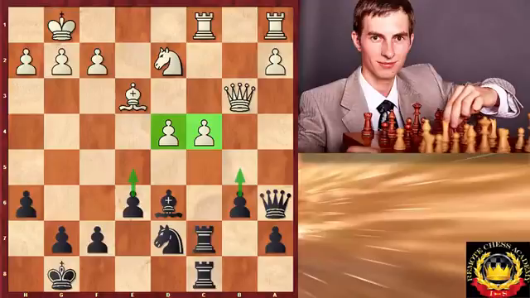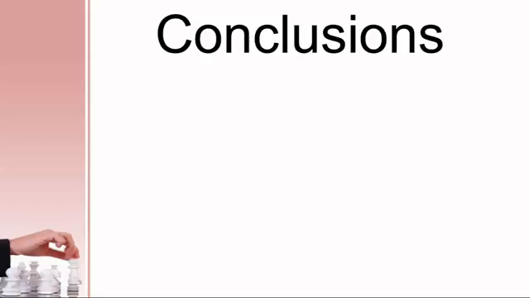Another useful conclusion that you can take from this game is that the central pawns can become either a strength of white's position or a weakness. It depends on how well they are supported by white's pieces. Conclusions.